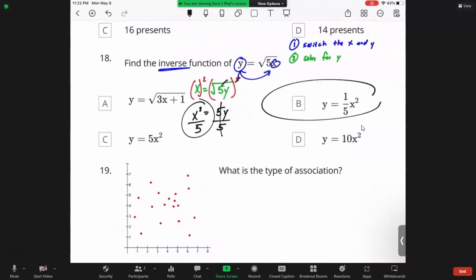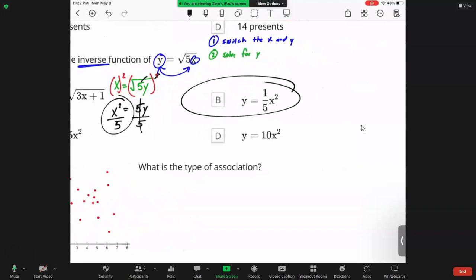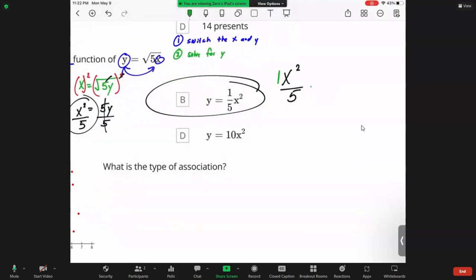That would be this one here. So I know it says x squared over 5. Well, why is there a 1 there? Because there's a 1 in front here. Right, and they should roll it separately.